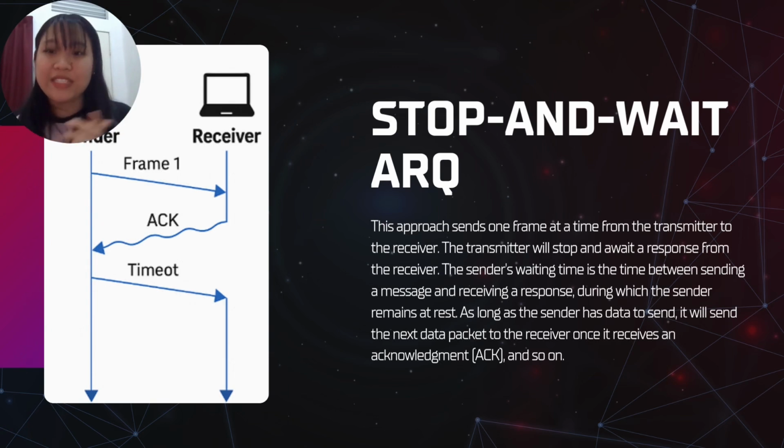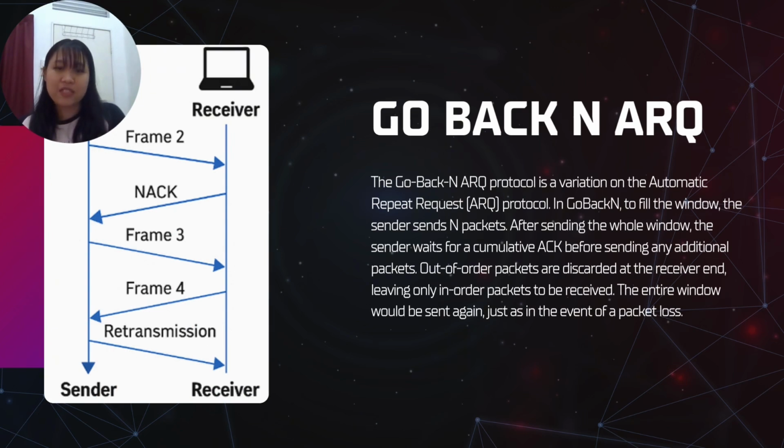So we're back to the ARQ protocol. There are three common protocols. The first one is stop and wait ARQ. This works by sending one frame at a time and waiting for the ACK before sending the next one. The next one we have is the go back N ARQ, which improves upon the stop and wait ARQ by using a sliding window that allows the sender to transmit multiple frames before waiting for the ACK. However, if any frame in the window is lost or corrupted, all the subsequent ones will be resent.